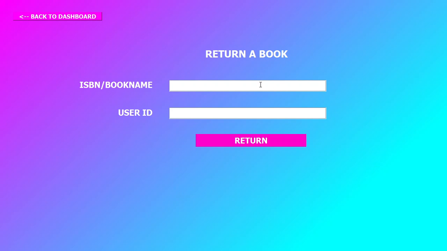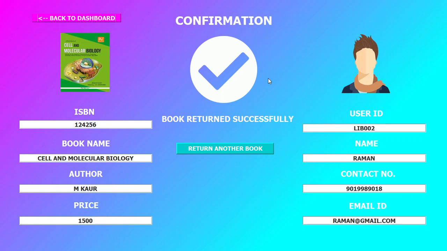Return the book Cell and Molecular Biology, lib. We have issued this Cell and Molecular Biology book to Raman with the user ID lib 002. Now let's return the book. After returning, this book has been successfully returned by Raman with the user ID lib 002.